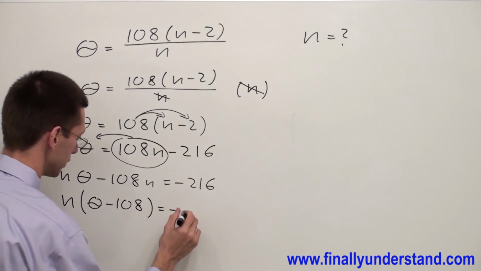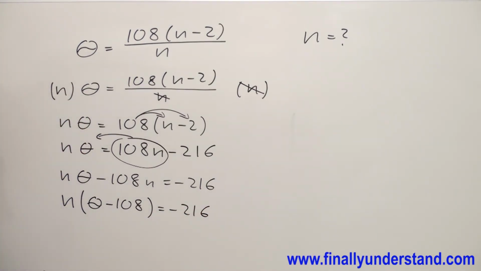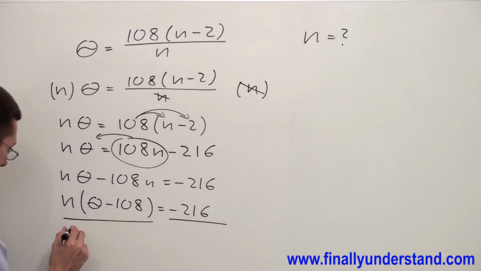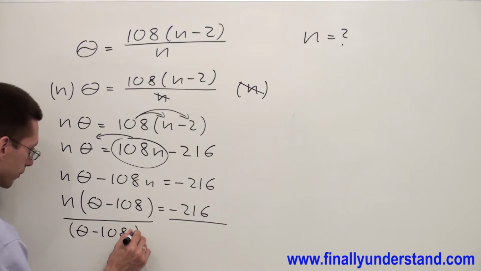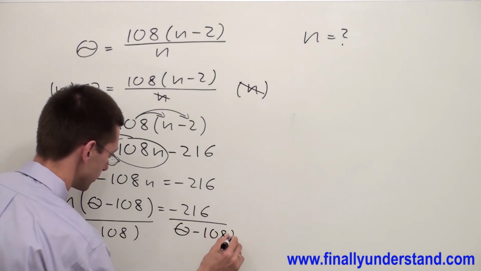Equals negative 216. Okay, I'm looking for n. I have to make sure that I'm not going to have anything multiplied to n. So what am I supposed to do next? I have to divide both sides of the equation by whatever is multiplied to n, simply by theta minus 108. Theta minus 108.